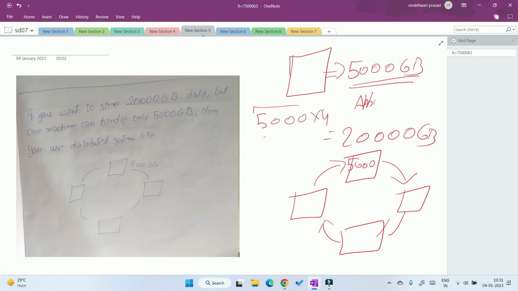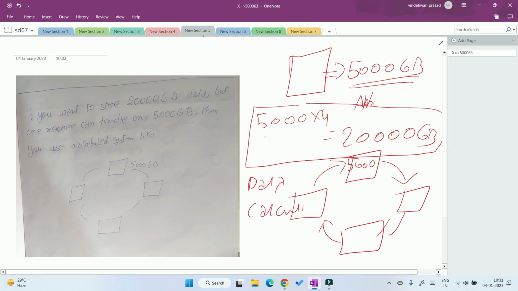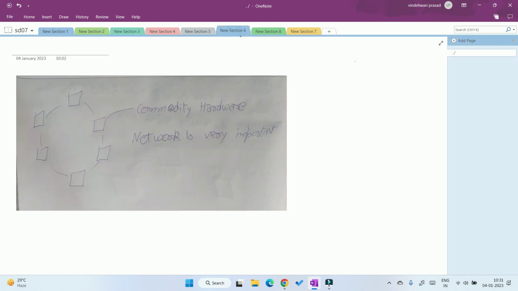So distributed systems are used for two main reasons. First one is data storage, second one is calculation, doing any type of calculation or using any algorithm. And a distributed system is made on two principles.